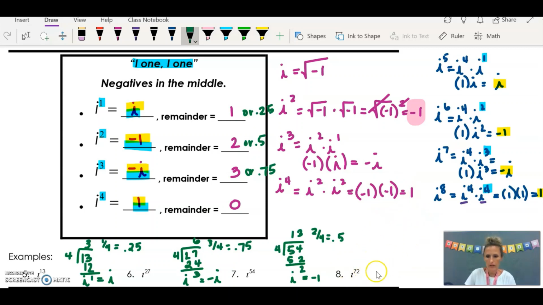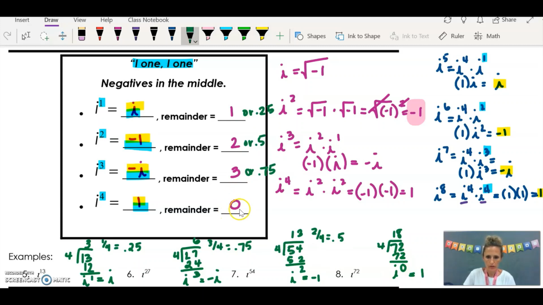And then finally we've got 72. 72 divided by 4. 4 goes into 72 18 times. Of course, I'm not saying 4 into 7 once, 1 times 4 is 4, etc. I'm just saying 4 goes into 72 18 times, and that gives us 72 with a remainder of 0. When your remainder is 0, that means you have all groups of 4 with nothing left over. And so i to the 0 is the same thing as i to the 4th, which equals 1.